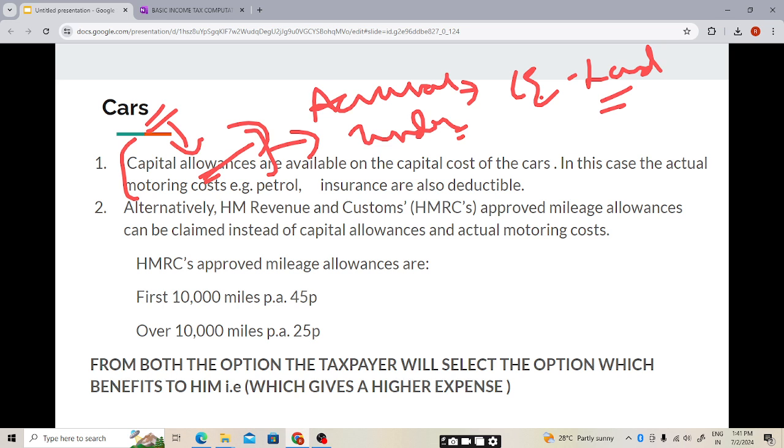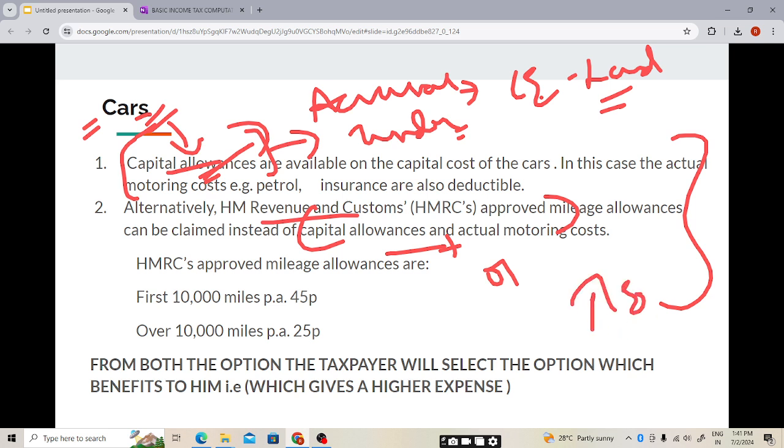So we will be calculating the capital allowance. Capital allowance for capital expenditure on land and building is only allowed under the accrual basis. But when coming to the cash basis, it will not be allowed. But when coming to cars, you need to calculate the capital allowance plus actual motoring cost, or the approved mileage allowance, whichever provides you a higher expense that you will be reducing, so that an individual gets lower property income, so lower tax.